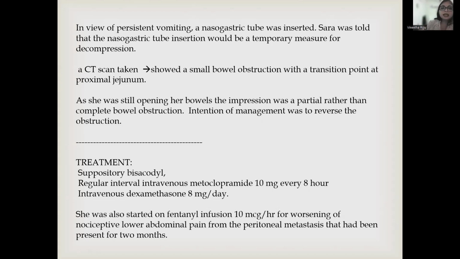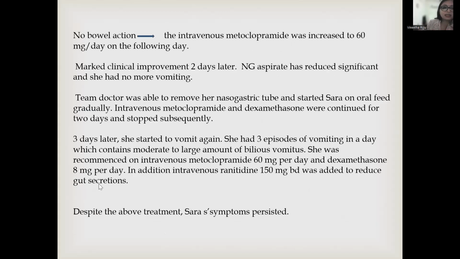What do you see over here? Are you happy with this? Are you happy with the prescription? Yes? I don't see answers. So do you think that the prescription was fine?